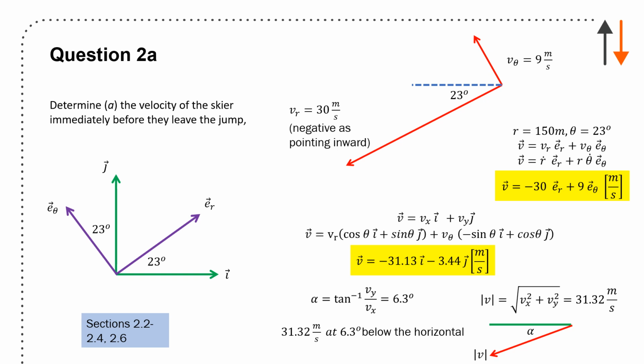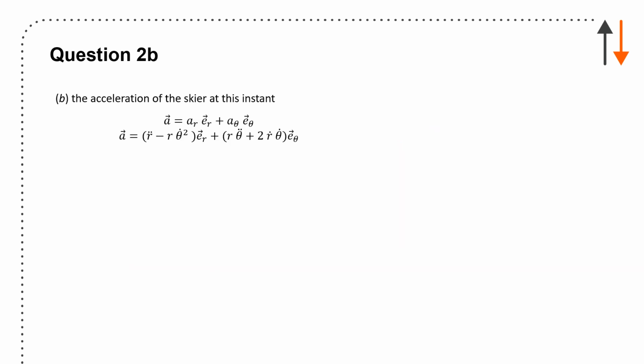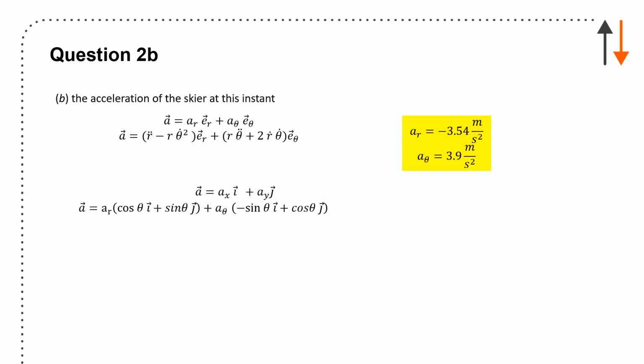Sections 2.2 to 2.4. So the acceleration of the skier at this instant, a_r and a_theta. Again, you're just using the definitions: r double dot minus r theta dot squared, and r theta double dot plus twice r dot theta dot. Substitute in: minus 3.54 meters per second squared, 3.9 meters per second squared. For the acceleration it's the same equations. The r component is cos theta i, sine theta j. The theta component is minus sine theta i, cos theta j.